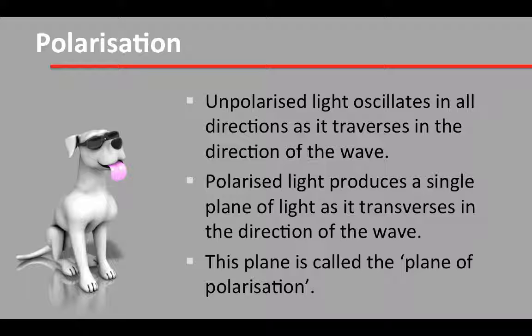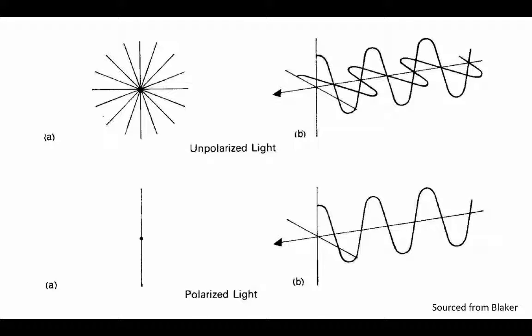Polarized light, on the other hand, produces a single plane of light as it traverses in the direction of the wave. So we have multiple oscillations or a single plane of light. The plane of light is called the plane of polarization. So let's have a look at a couple of diagrams so we can make sense of that. Okay, now let's look at the 2 top diagrams. First of all, the unpolarized light. Now, if we look at the diagram on the top right-hand side particularly, as we know through the first lecture, light travels in a waveform. We're happy with that. We understand that.